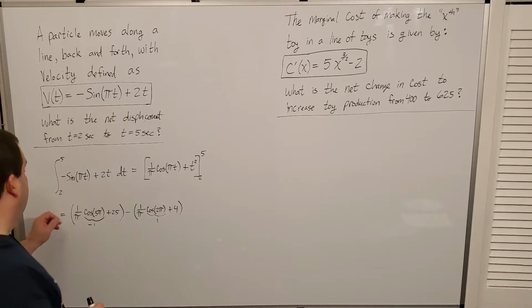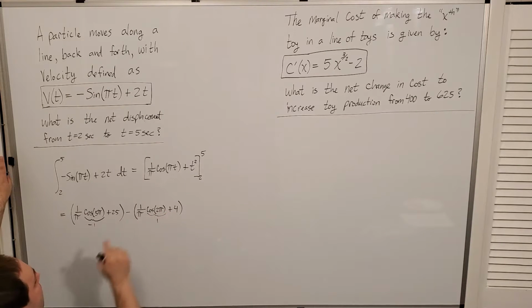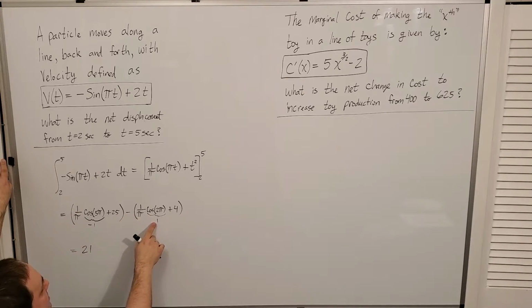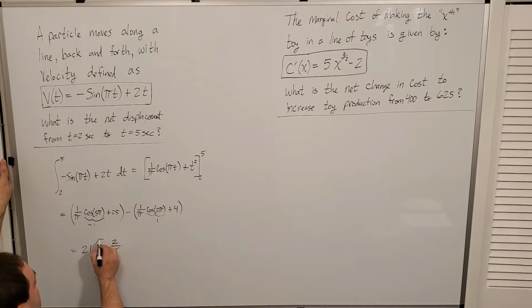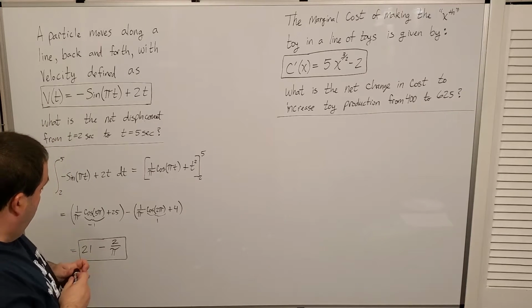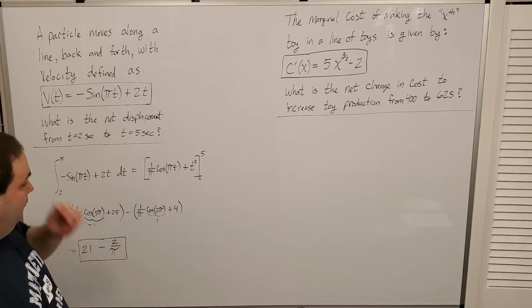So in total, I'm going to have 25 minus 4, which is 21. And then I've got -1 over pi minus 1 over pi. So that's going to be minus 2 over pi total. So that's my total displacement on that region.